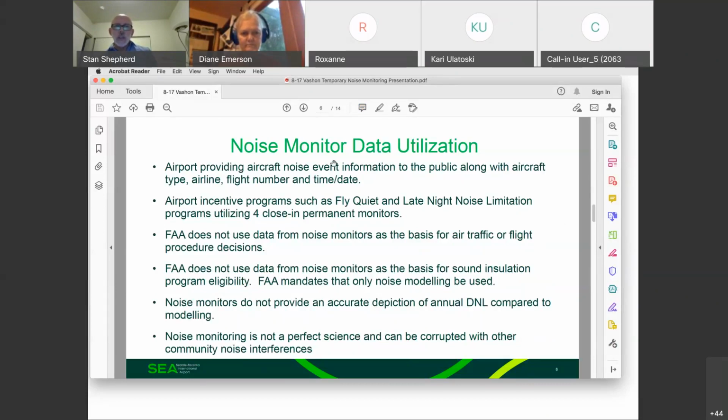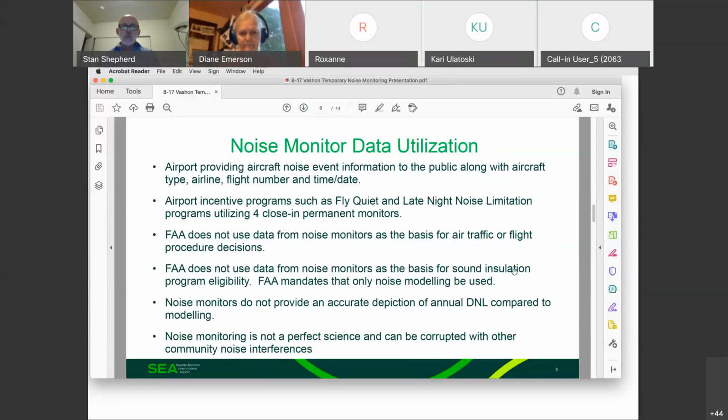So how does the FAA use noise monitoring data? And I can tell you straight out, they don't. They don't like noise monitoring data. They don't want anything to do with noise monitoring data. They don't allow us to use it in any of the decisions we're making at the airport regarding where our flight patterns are, or they don't use it for changing flight procedures or any of that either. So the FAA is not a big fan of noise monitoring data.